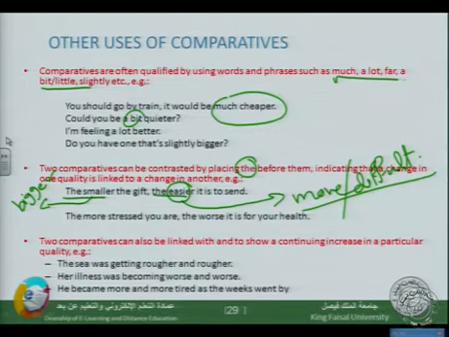Okay? Also, comparatives can also be linked with and to show a continuing increase in a particular quality. بتدل على إنه هناك تزايد في كمية أو في نوعية معينة. مثلا, the sea was getting rougher and rougher. لاحظوا الcomparative كيف استخدامه. أصبح أقوى فأقوى. Her illness was becoming worse and worse. مرضها أصبح أسوأ فأسوأ وهكذا.